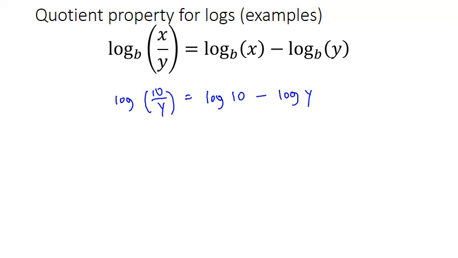So you're welcome to try this next one. Pause it if you would like to and try and see if you can come up with the same answer that I do. So suppose that we had log of a squared over b cubed. So this is going to be the same as log of a squared minus log of b cubed.